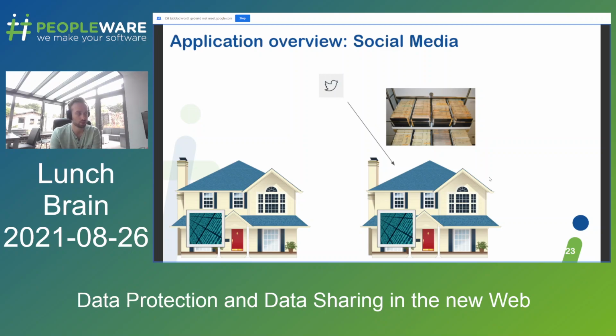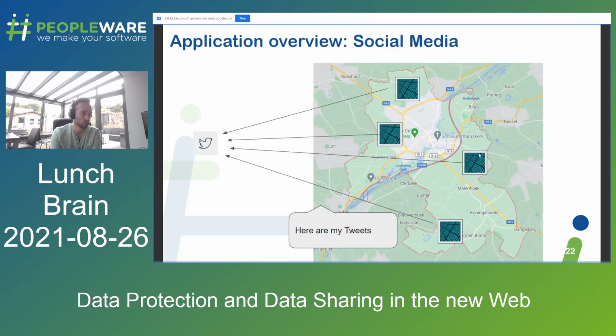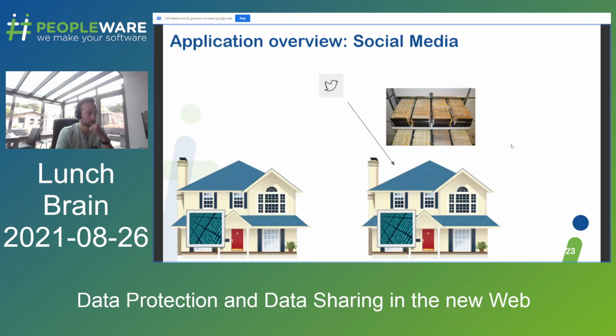So once somebody here blocks access to his pod, Twitter will no longer be able to access the tweets, but they will also have no historical information about what tweets there were for this person in the past. So that's the biggest difference with the current state of the web. So the data is stored at your home and not within the databases of Twitter.